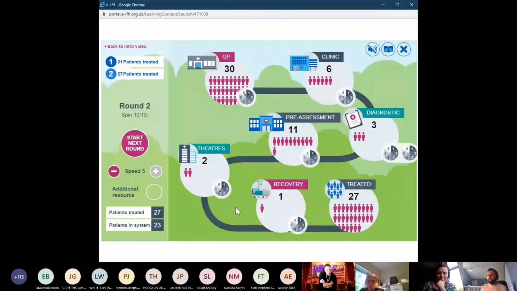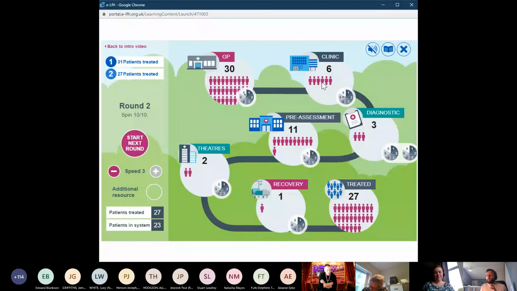And not only that, we've treated less, we've got more patients in our system, so we've gone from 20 up to 23, but also look at the backlog that we've created further downstream from that additional spinner. We've now got 11 patients waiting in pre-assessment because the pre-assessment capacity just wasn't enough to keep up with the additional work being generated by that diagnostics department.